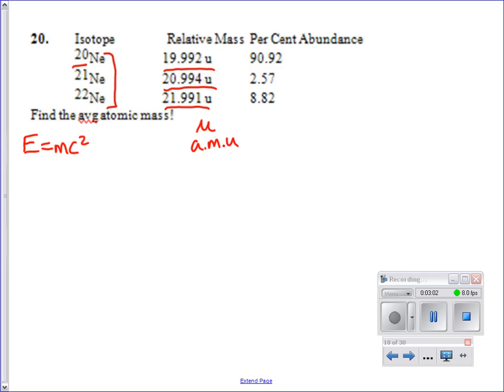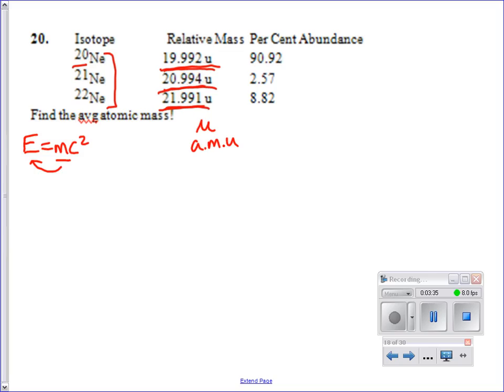Some of the mass, the missing mass, is converted into energy that holds the nucleus together. What's that energy called? Binding energy. Does that ring any bells now that we've said it? So we're not calculating binding energy yet. We will. But I just wanted to point out to you why that makes these decimals and not whole numbers. So let's get back to the actual problem.